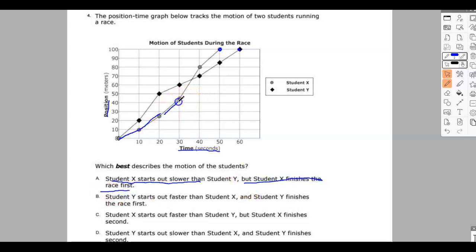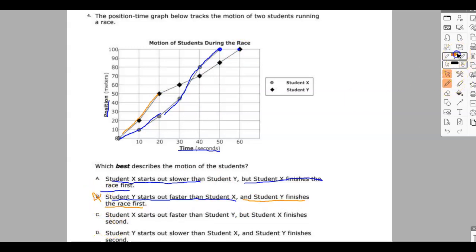So let's follow this along. It does look like student X got to the end of the race faster. I'm kind of liking that because the line over here is steeper, so student Y is faster at the beginning, and student X finishes the race. Let's try this out. Student Y starts out faster than student X. So let's do this in a different color. Student Y starts out faster. Student Y absolutely starts out faster. And student Y finishes the race first. Well, we saw that that is not true.